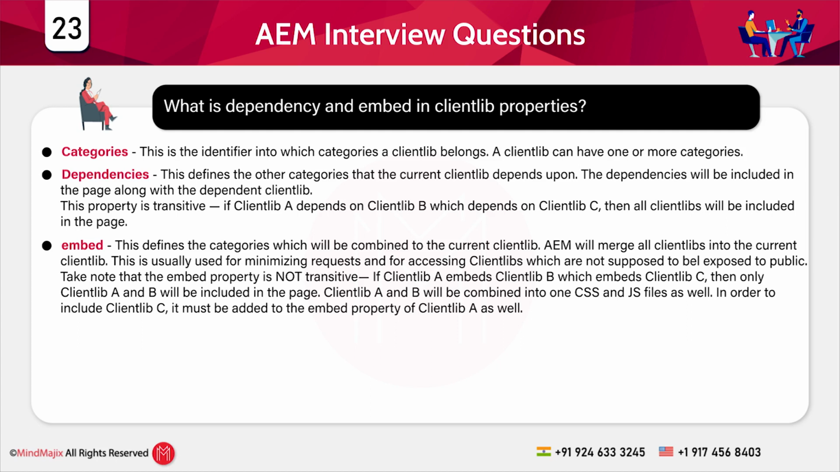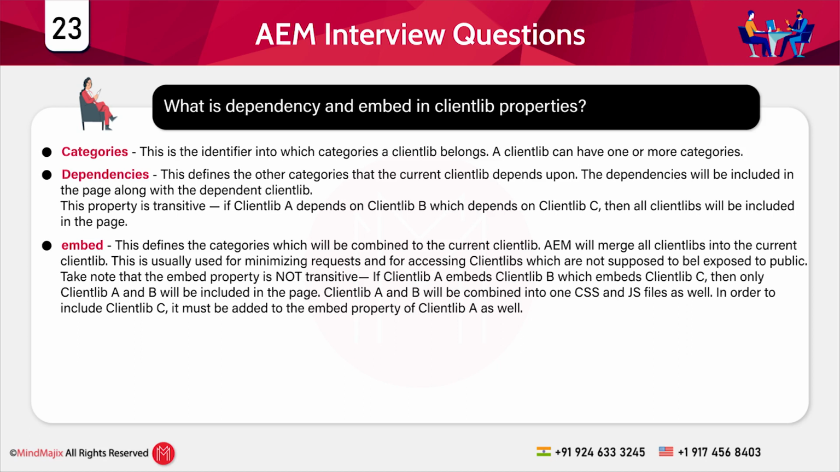Then what is the embed property? This defines the categories which will be combined into the current client lib. AEM will merge all those client libs into the current client lib. This is usually used for minimizing requests and for accessing client libs which are not supposed to be exposed to the public. So the embed property is not transitive.